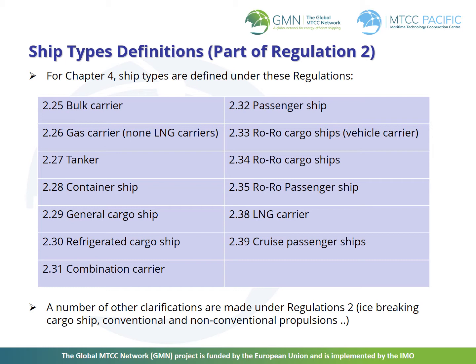2.32 passenger ship, 2.33 ro-ro cargo ships or vehicle carriers, 2.34 ro-ro cargo ships, 2.35 ro-ro passenger ship, 2.38 LNG carrier, 2.39 cruise passenger ships. A number of other clarifications are made under Regulation 2, icebreaking cargo ships, conventional and non-conventional propulsions.